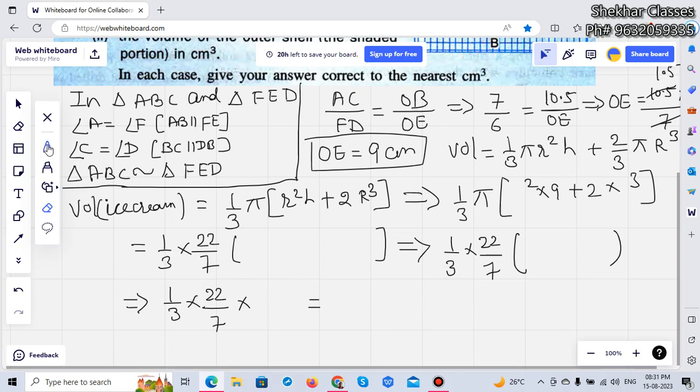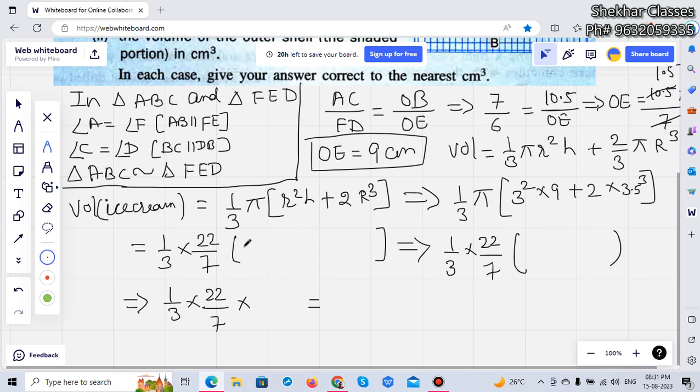I'll correct it. This is how much? 3 square, and this is 3.5 cube. Okay, 3.5 cube. I'll just correct everything here. This is 3 square and 3.5 cube. So we have to correct it.